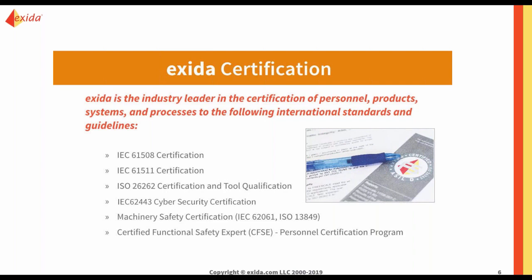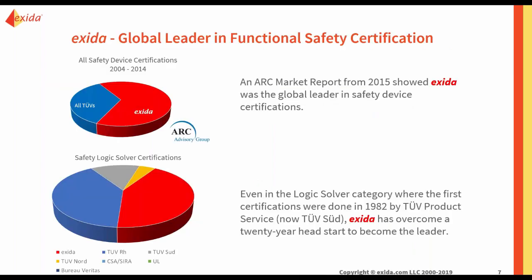The certification group started in about 2005 and has become a strong leader in functional safety certification, not only process automation, but machine safety, automotive, and recently we've been getting into a lot of robotics and other pretty fun stuff. We also do a lot of cybersecurity work, and that is the fastest growing portion of our business. Exida manages the Certified Functional Safety Expert personnel certification program.